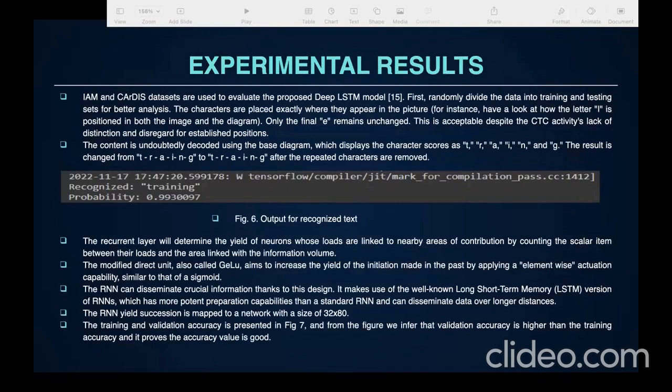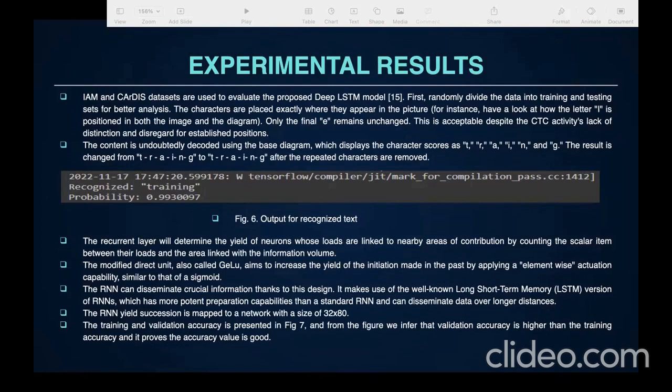Next we have our experimental results. So we tested our model by writing the word training on a paper and feeding it into our system. We can see that the probability that it has recognized is 0.99, which is quite high.